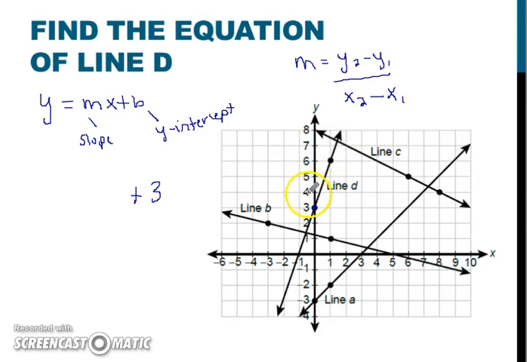So the rise is up 1, 2, 3, so that's a positive 3 for my rise. And then starting from here to the right 1, that would be a positive 1. So that would give me a slope of 3. So m equals 3. So in my equation, I have y equals my slope, 3x plus 3, because that's where my y-intercept was, at 3.